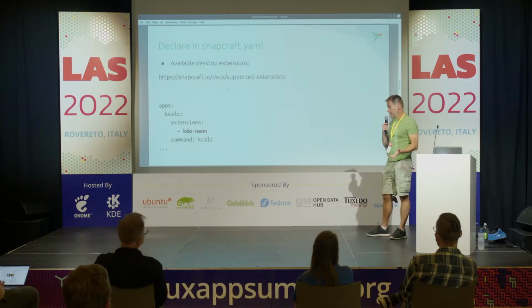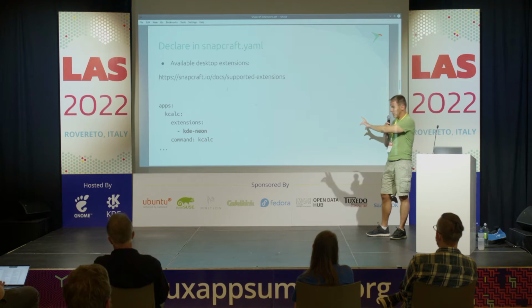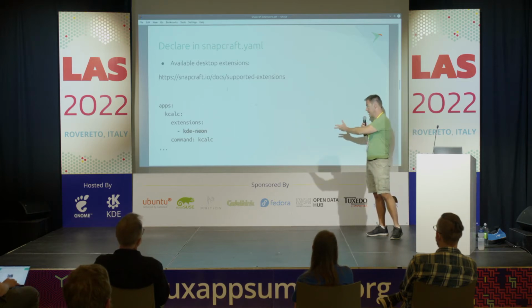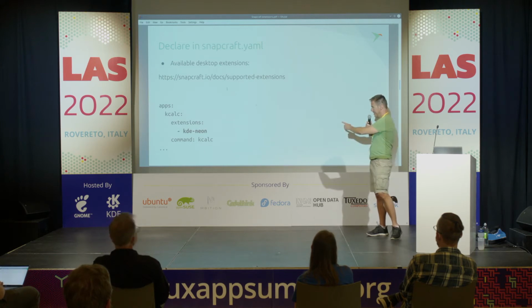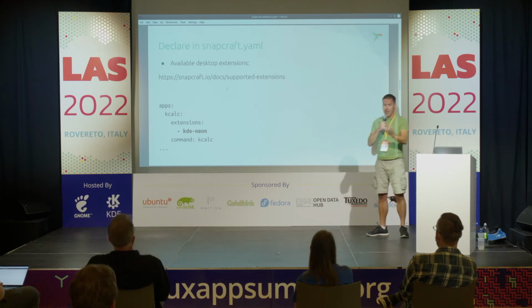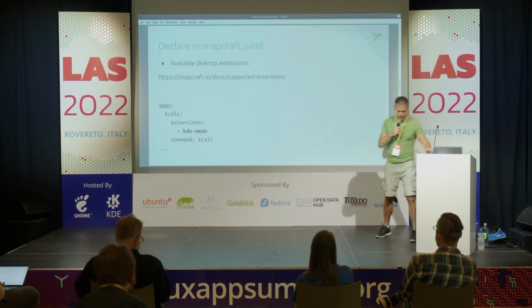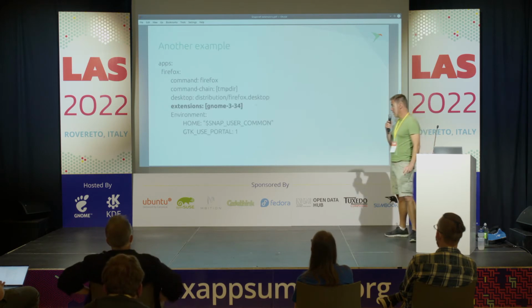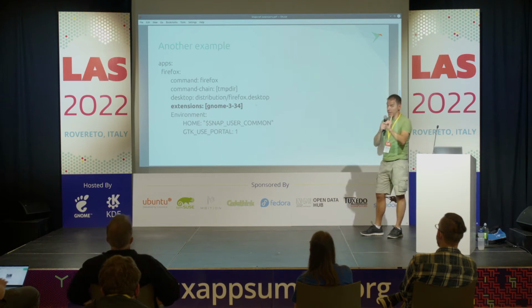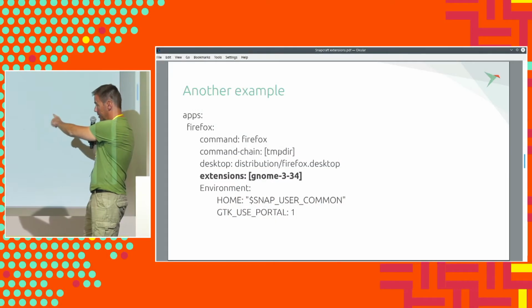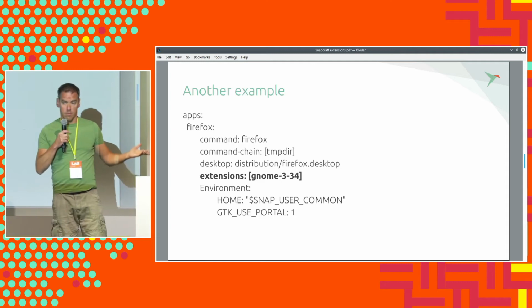And how this looks is quite simple. Here's a piece of code from a YAML, one of the KDE ones, kcalc to be more precise. And I hate saying this, but all you need to do is specify just a one-liner, well, a 2-liner here, but it's extensions, and then specify the extension you want to use. Similarly, if you want to use a GNOME extension, then again, this is a 1-liner, extensions, gnome-3-34. Job done. Session over, you're free to go.